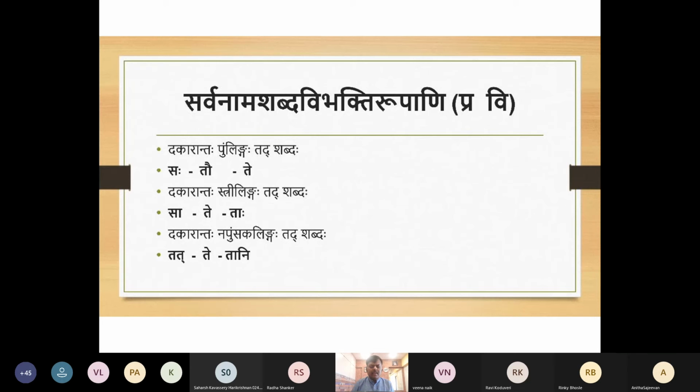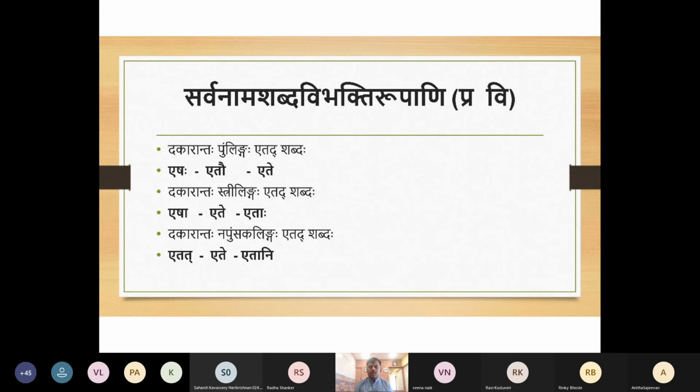Saha, Tau, Te. He, the two, they all. Saha, Te, Taha. She, far away. Te, two ladies, two girls, two women, two mahilas. Taha, all those ladies. Tat, Te, Tani. That one object, Tat; two objects, Te. Napumsakalingam, Tani, Tani Sarvani, all those things.